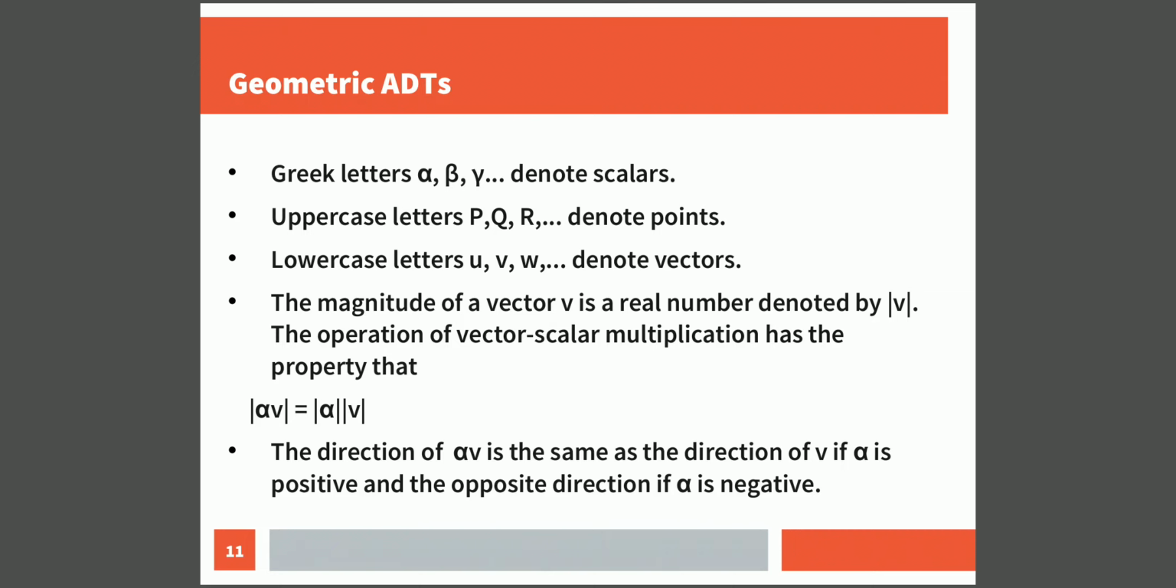Then the operation of vector scalar multiplication. This operation we had discussed before. When we multiply a scalar by a vector, the length of the vector will get increased. That operation can be represented as modulus of alpha v equal to modulus alpha into modulus v, where alpha is a scalar and v is a vector. When we multiply a scalar and a vector, we'll get a new vector with increased length.